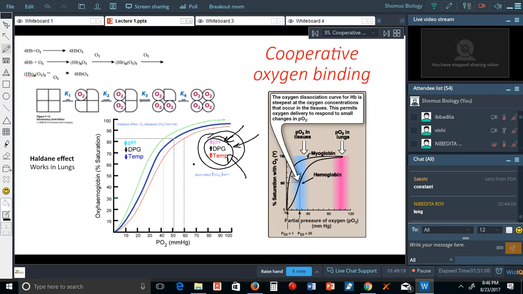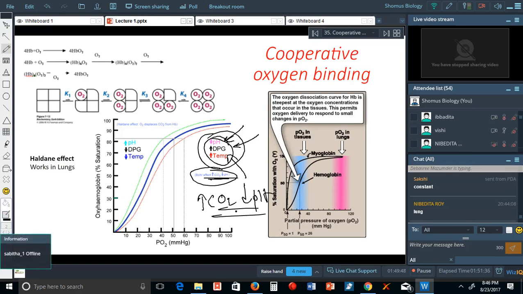So if the pH is acidic, if they form lots of diphosphoglycerate or bisphosphoglycerate, or at higher temperatures, it will cause the hemoglobin to release the oxygen, and that is possible in tissue. So what happens in tissue? In tissue there is more carbon dioxide and less pH. That's what happens in tissue, and this is known as the Bohr effect. Bohr effect means sliding of the hemoglobin oxygen saturation curve to the right.